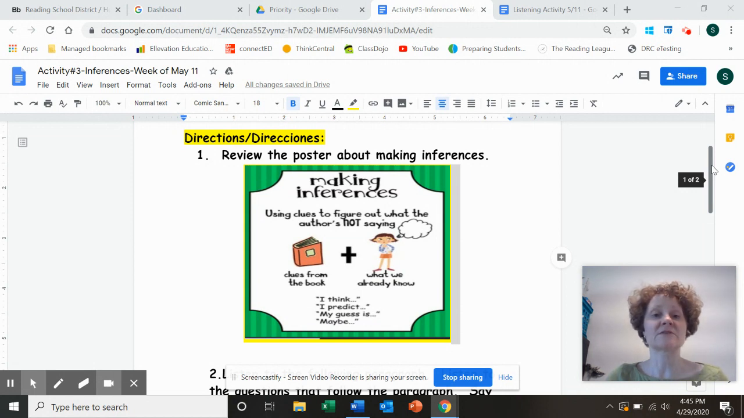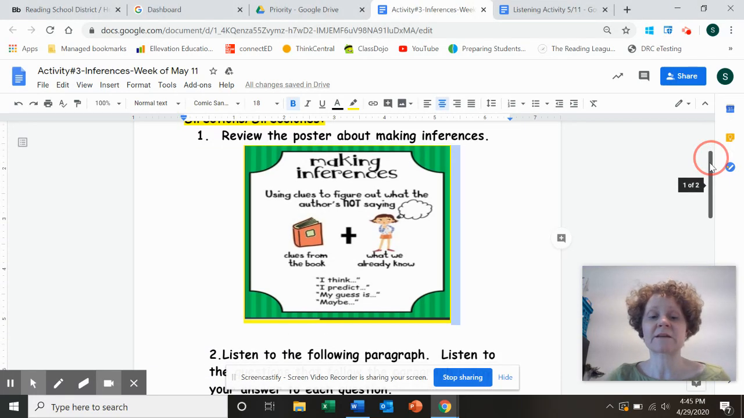And I just wanted to explain and go over the listening activity that we have for you this week. This listening activity is going to help you practice the skill of making inferences, which is a skill that you are working on in your Google Classroom activities for your teachers. When you are making inferences, you're using clues to figure out what the author's not saying. So you take clues from your text and you put it together with what you already know about the topic that you're reading about, and then you come up with your inference.